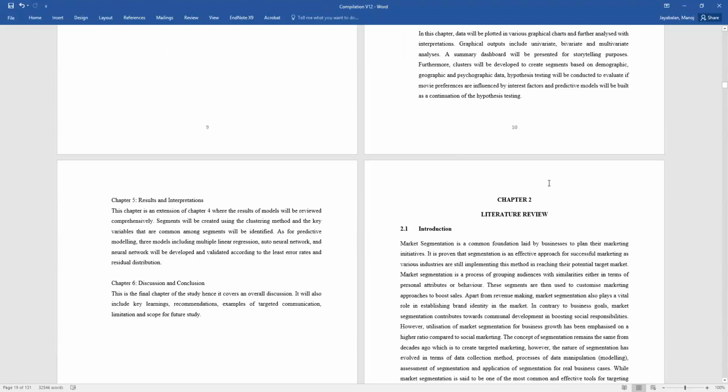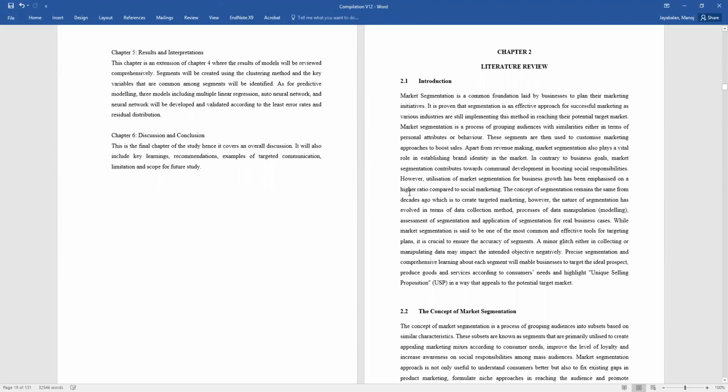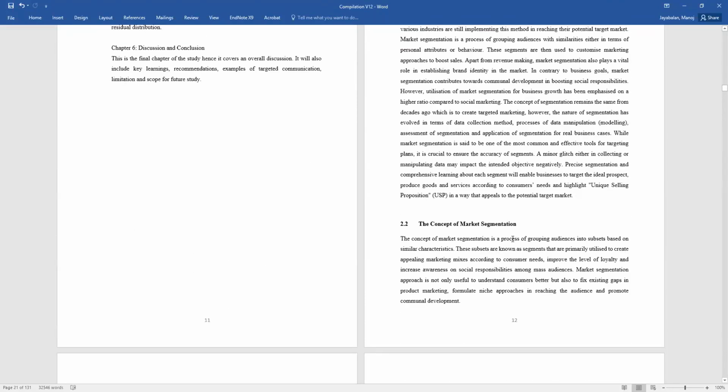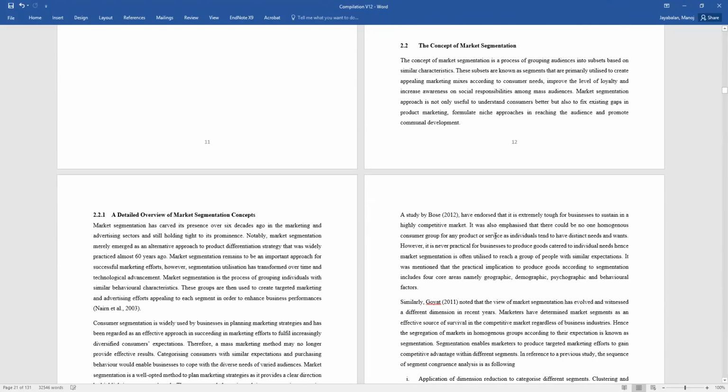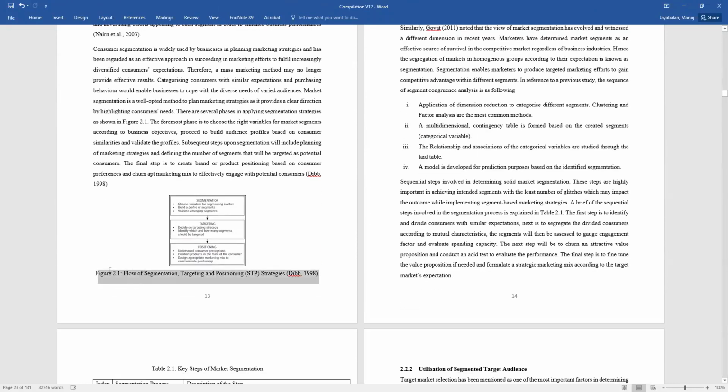Okay, and you can see the chapter 2 literature review. She has a 2.1 introduction. Then she starts with the concepts of market segmentation. And this is important if you are citing an image, which I just highlighted. After your figure, you need to include the reference.